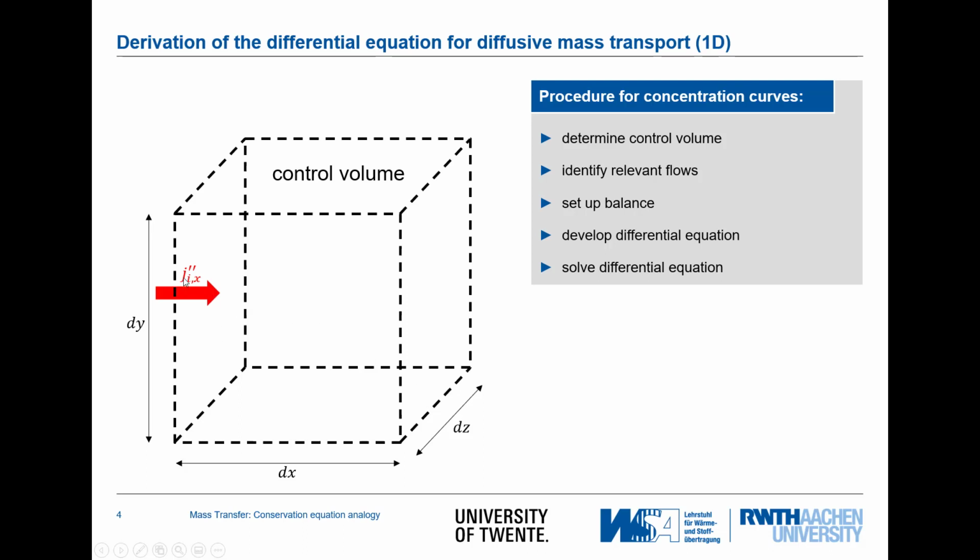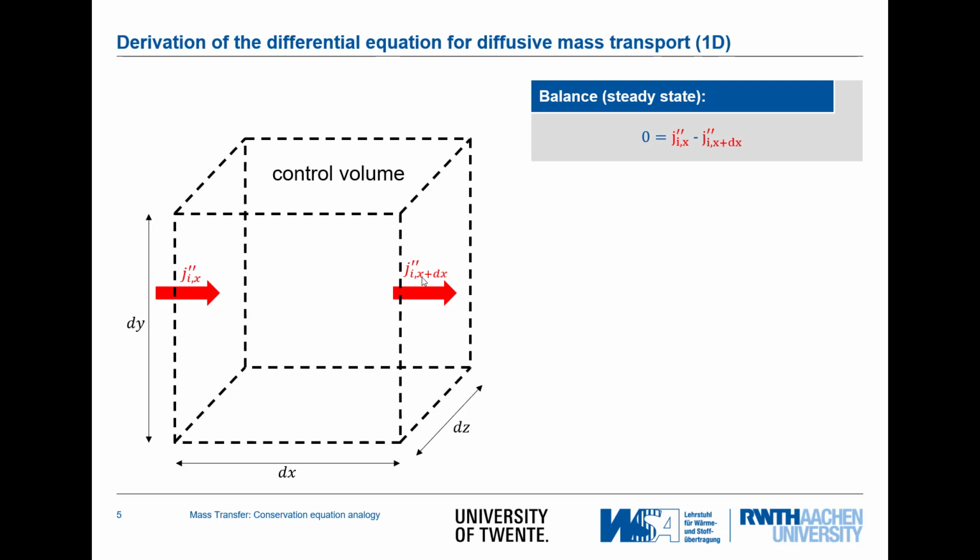Here the J stands for the mass transport by diffusion. So we have an inflow, area specific, that are the two dashes, and we have an outflow. The inflow is taking place at the location x, the outflow is taking place at the location x plus dx. So very similar to what we have learned for the heat flows.